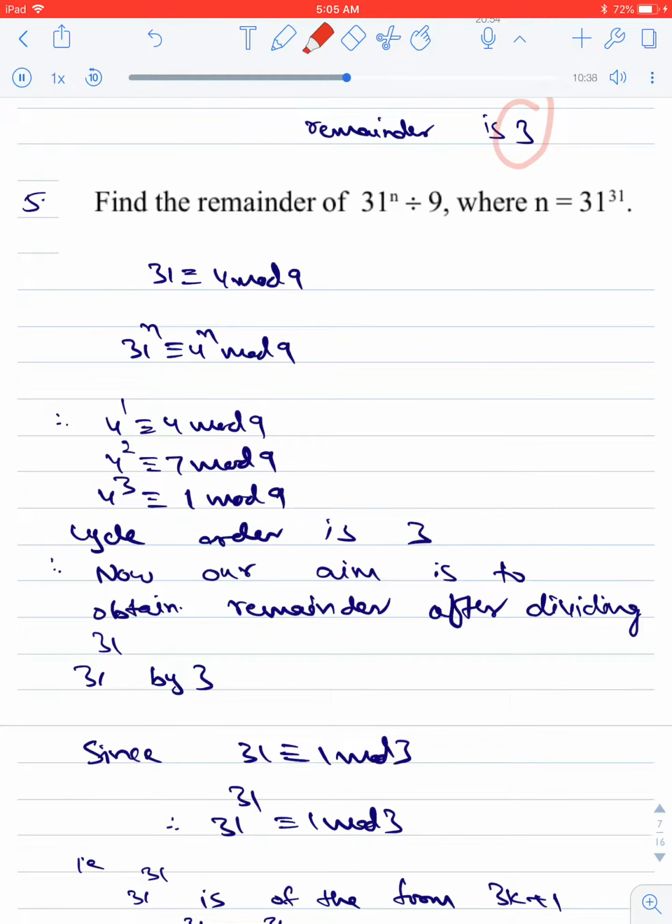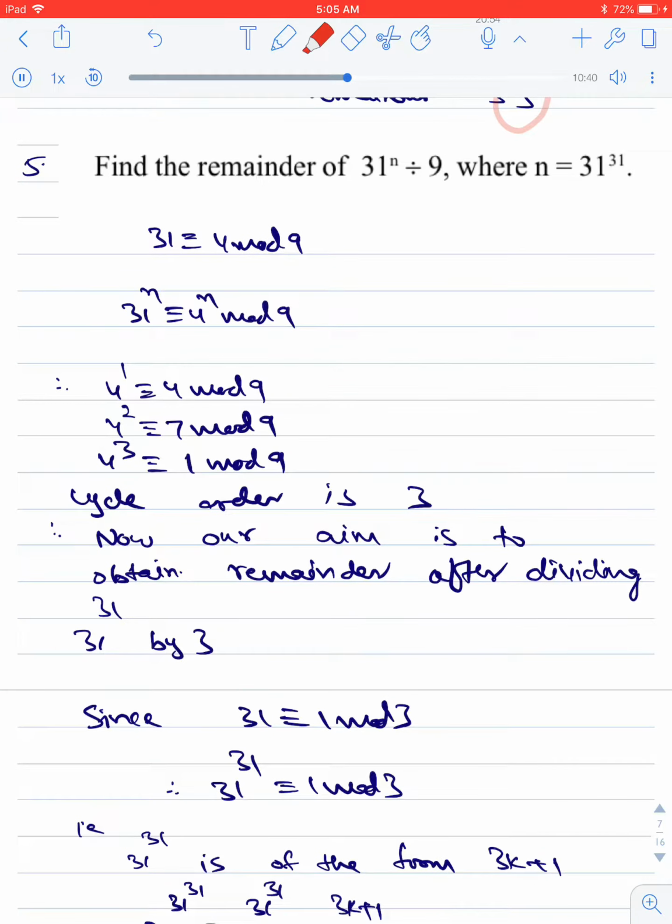Now you have to find the remainder when 31 raised to power n is divided by 9, where n is equal to 31 raised to power 31. Since 31 is congruent to 4 mod 9, raising both the sides as n, that is 31 raised to power n is congruent to 4 raised to power n mod 9. We see the pattern of 4 now. 4 raised to power 1 is congruent to 4 mod 9. 4 square is congruent to 7 mod 9. 4 cube, that is 64, which is congruent to 1 mod 9. So cycle order is here 3.